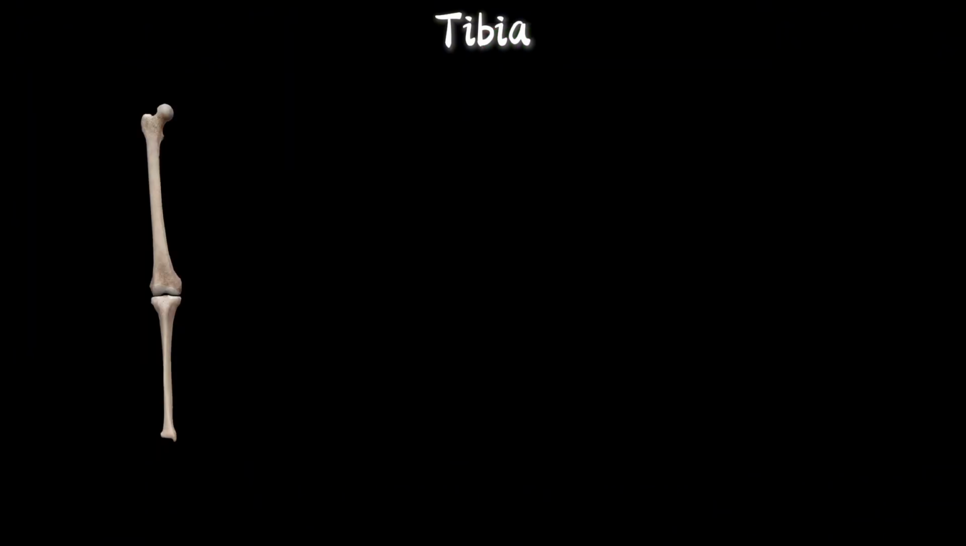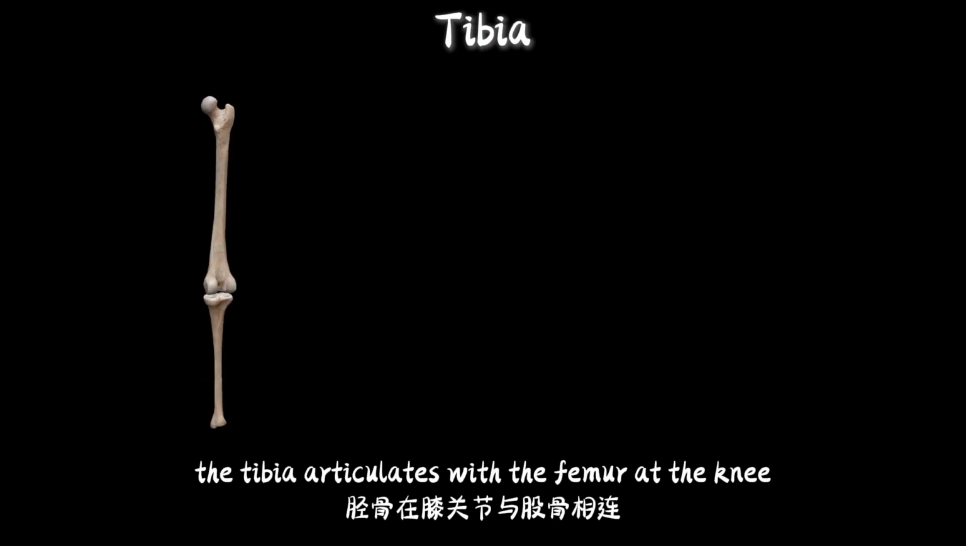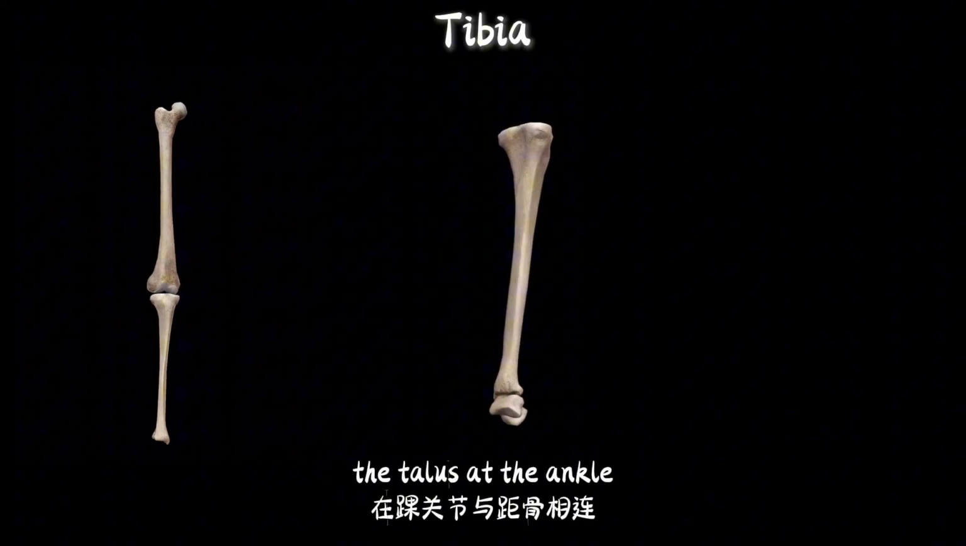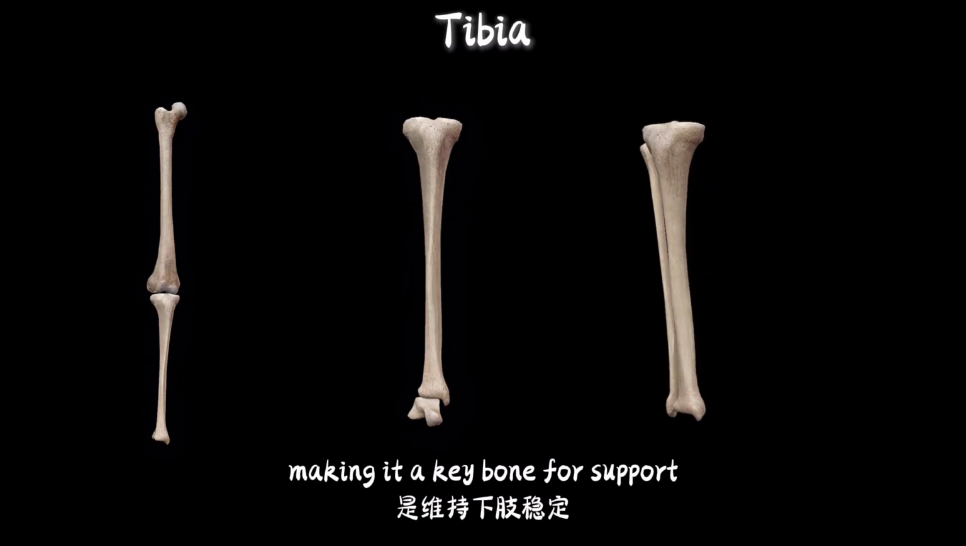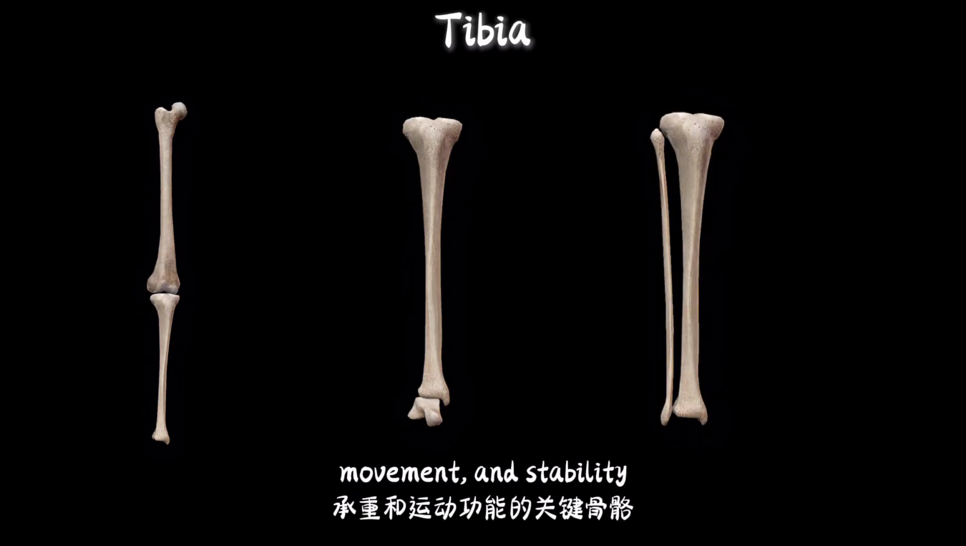fibula. In summary, the tibia articulates with the femur at the knee, the talus at the ankle, and the fibula along its lateral side, making it a key bone for support, movement, and stability.